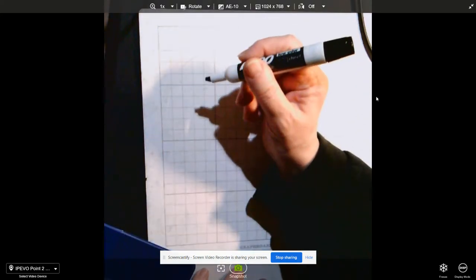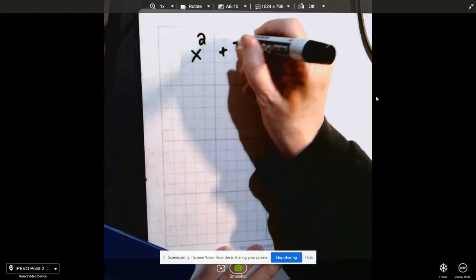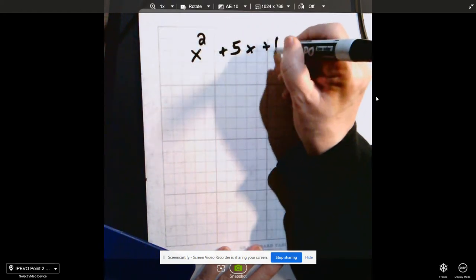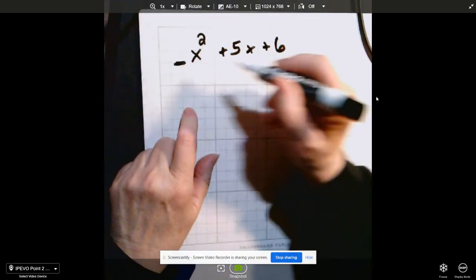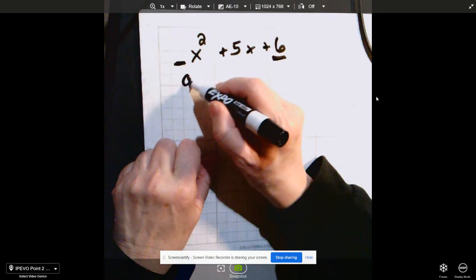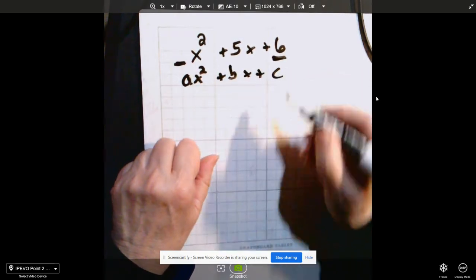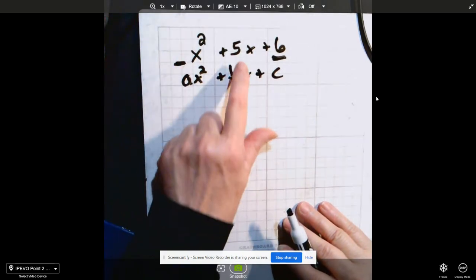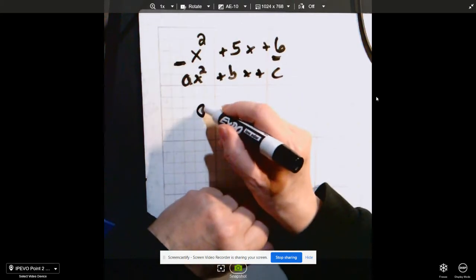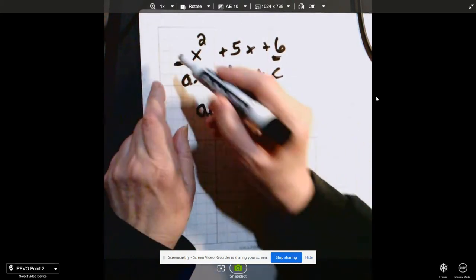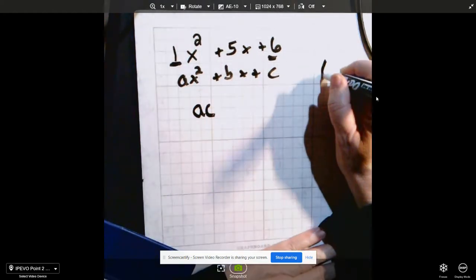Let's start with a simple one. So I'm going to start with x squared plus 5x plus 6. The first thing you do is take a look at the a value and the c value. Remember, it goes ax squared plus bx plus c. So the number in front of the x squared is a, the number in front of the x is b, and the number here is c. You're going to take a and c and multiply them together. In this case, I just have a 1, so I have 1 and 6, so that's just going to be 6.